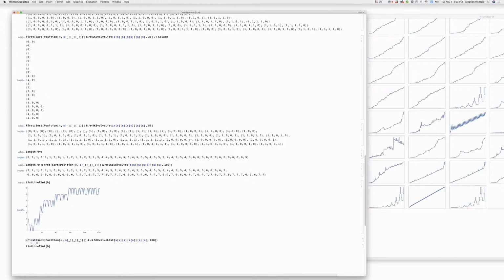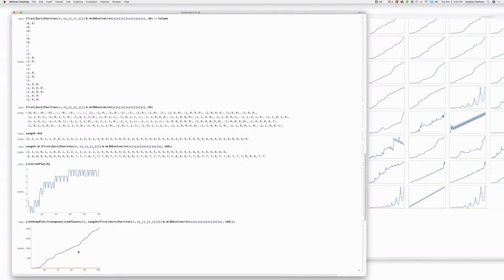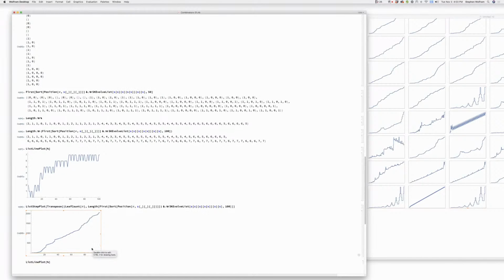Let's say length of this thing here, as well as leaf count of the whole expression and the length of each thing applied to that. And then let's say a list step plot of transpose of that. And that should give us, oh boy. Oh, I didn't want leaf count. I wanted depth there.